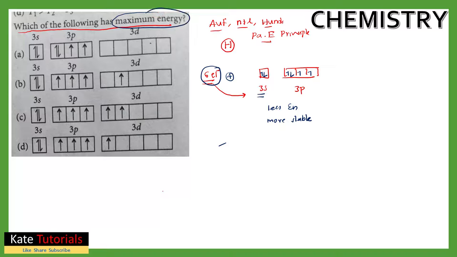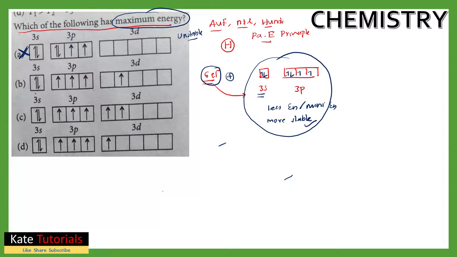They have asked maximum energy, so we have to search for the unstable one. Hund's rule gives less energy, meaning minimum energy, so it is more stable. This is not the correct option, because they asked for maximum energy, which means less stable. This is more stable as it has less energy, so this is not our answer.